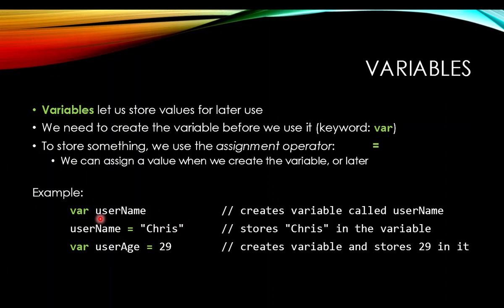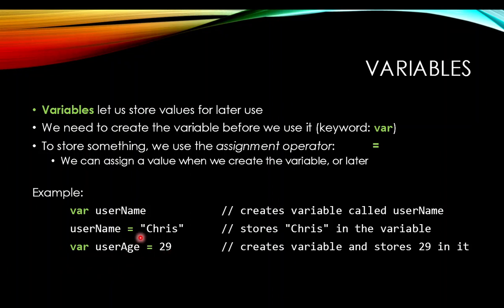Same thing here. In the future, if you refer to the variable name username, just refer to its name. It's going to automatically be translated into Chris, which is what's in the variable, right? It's in the little box in memory. Another example here, we're creating a variable called user age and assigning it the value 29. So when you want to create variables, you just do them this way, right?